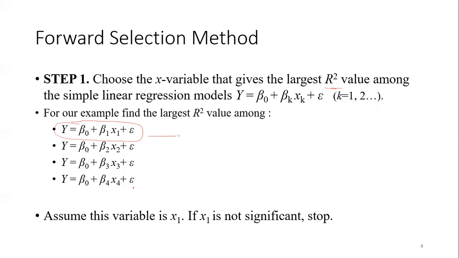In the next step, check whether this is significant or not. If it is not significant, if the p-value is too large, then just stop the algorithm, because even though this has the greatest R square, it is not significant. So we just stop. Okay, we just stop the algorithm.